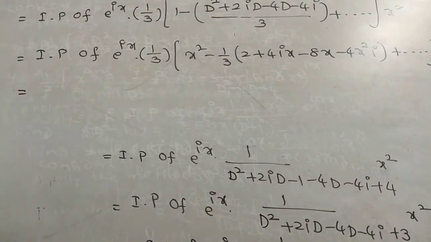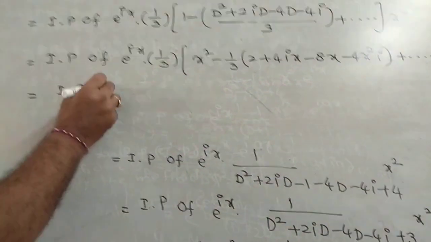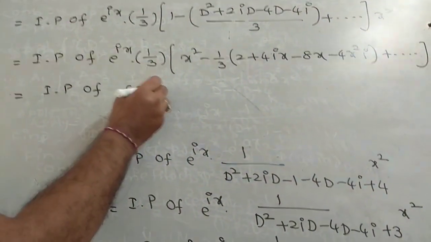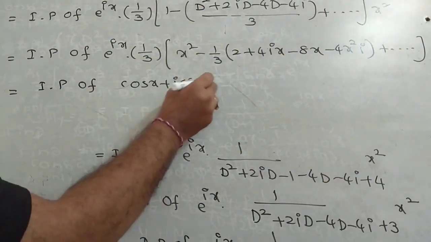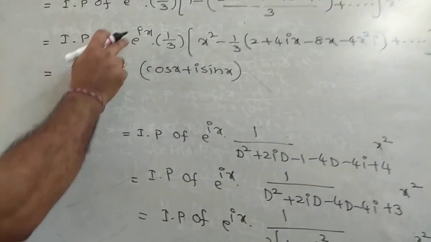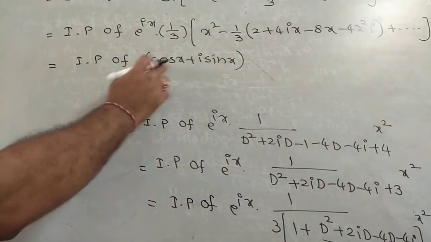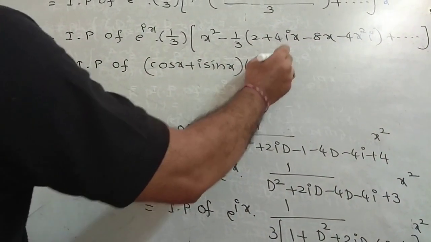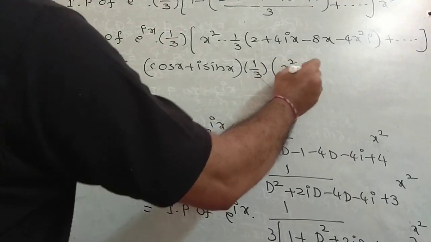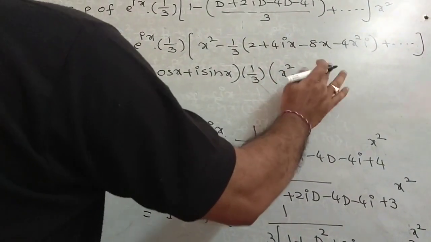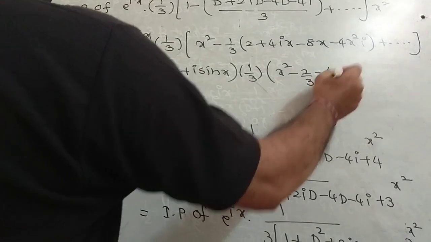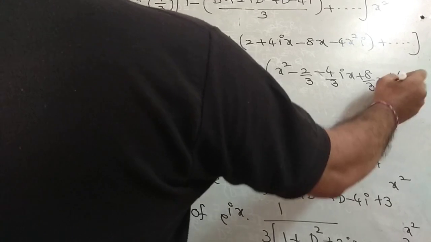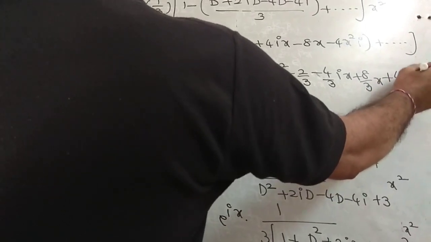And now I am substituting here the imaginary part of, what is actually e to the power ix? The formula is cos x plus i sin x. Suppose e to the power i2x is there, then cos 2x plus i sin 2x. It is 1 by 3. And the multiplication here is x squared minus 2 by 3 and minus 4 by 3 into ix plus 8 by 3 into x plus 4 by 3 into x squared into i.